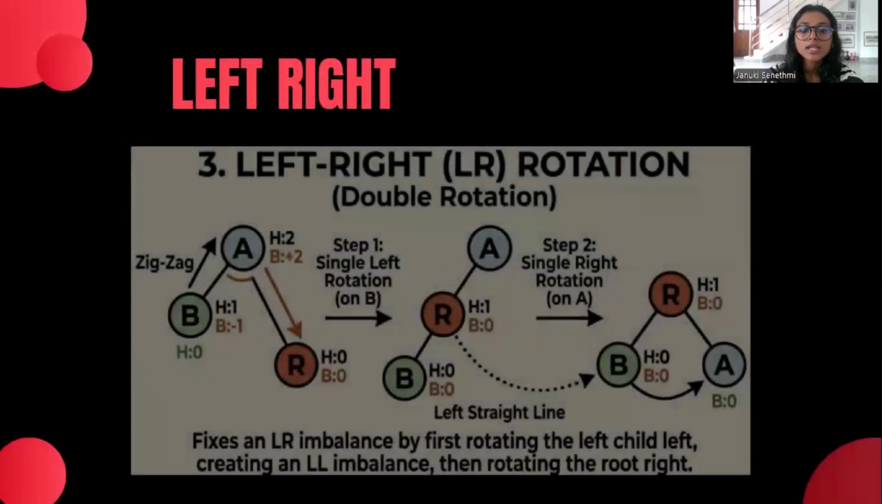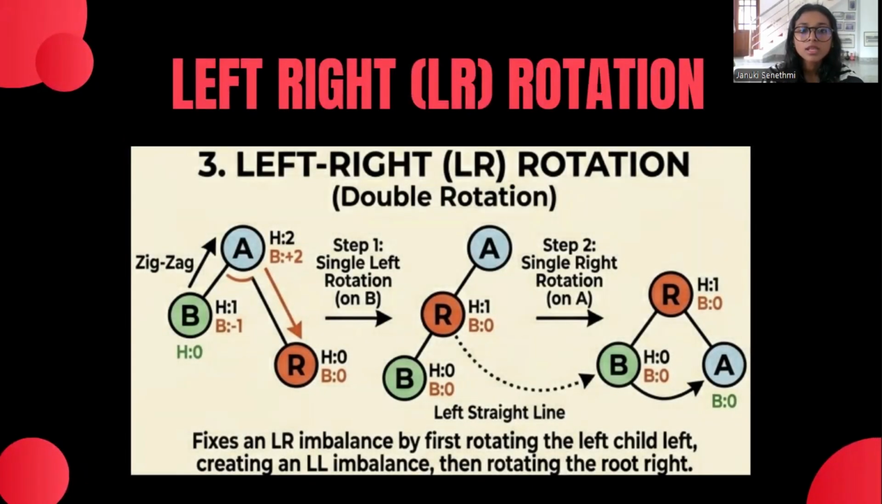Next, LR rotation or left-right rotation. This imbalance happens when insertion occurs in the right subtree of the left child. Because the path changes directions, this creates a zigzag pattern, also called a dog leg structure. In the first tree, A is the unbalanced root, B is the left child, and R is inserted on the right side of B. As a result, node A gets a balance factor of +2, making the tree unbalanced.